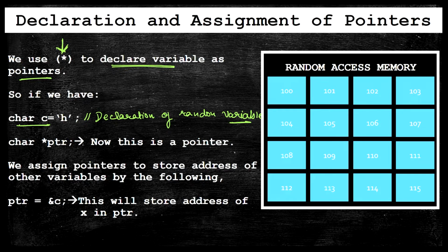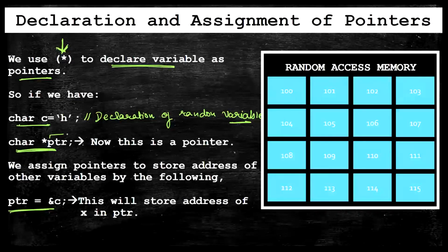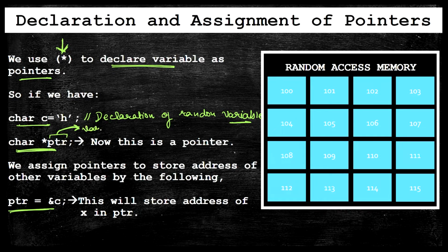Okay. Now next line C, we write char star ptr, and after that we will assign it over here. Now what is the star ptr? Ptr is the variable name, and this star over here is the declaration of pointer.